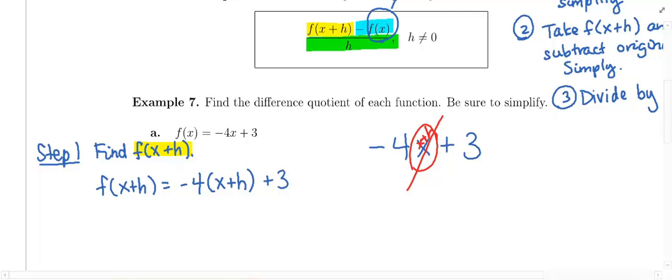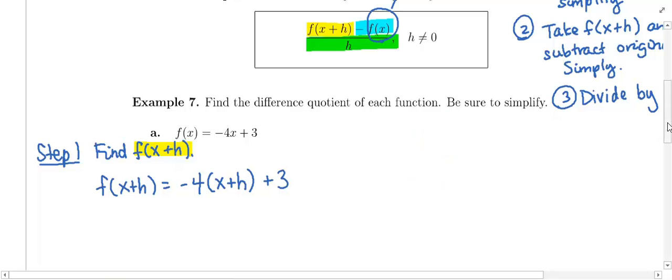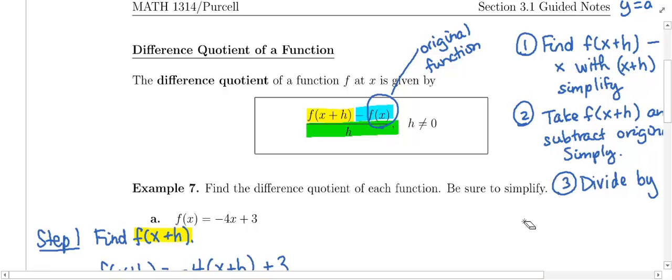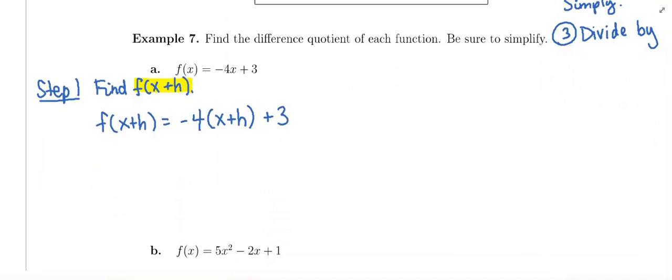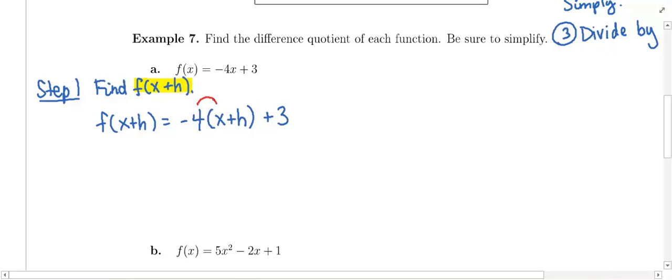We need to simplify before moving on. If you look at your directions, make sure you simplify before moving on. That's very, very important. So what we can do here is distribute this negative 4, because we're adding inside the parentheses. This is going to give us negative 4x minus 4h plus 3. That's as far as we can take f of x plus h.